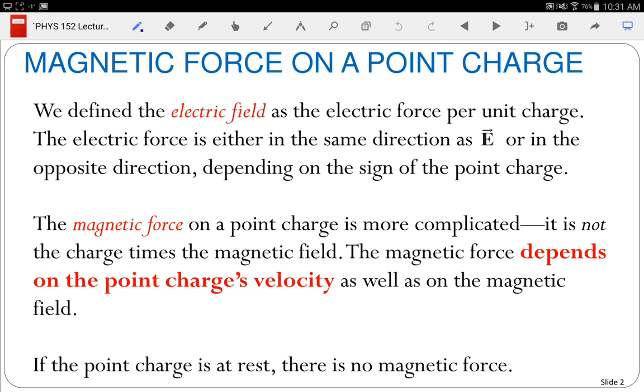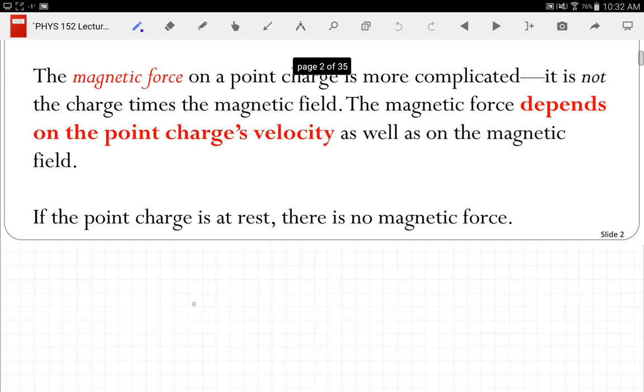So the magnetic force on a charge moving in a magnetic field depends not just on the charge and the strength of the magnetic field, but also on the direction in which the charge is moving and the direction of the magnetic field. So the actual equation, and I'm going to write it here, we'll see it more carefully coming up, is a vector: F = qV cross B.